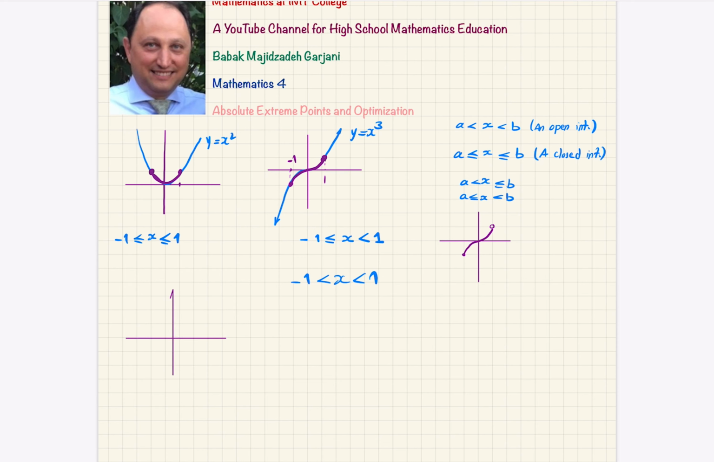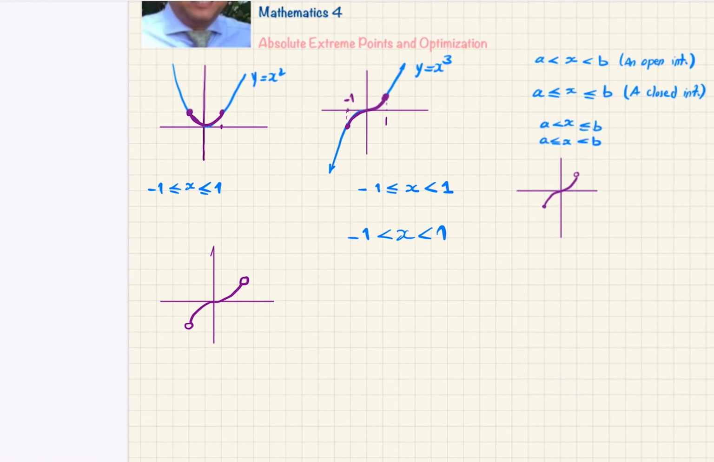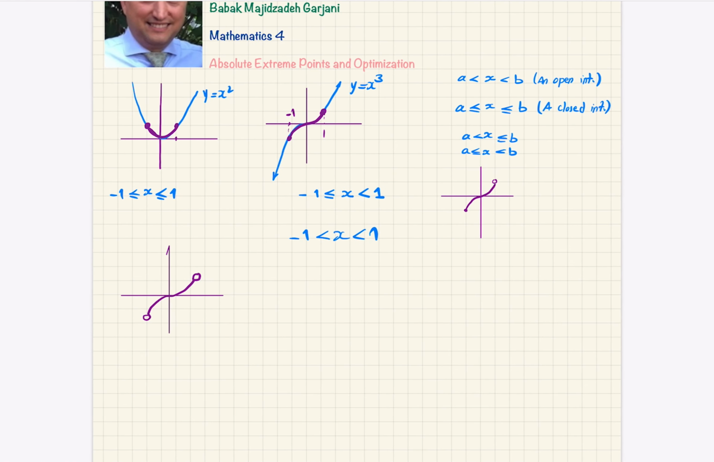This point should also be excluded. So something like this. Let me just be very quick. This would be like that. Now if I zoom in, what is the maximum of this function on this interval? There is no maximum value, there is no minimum value. So it is very important to realize that having a closed interval is actually very crucial.